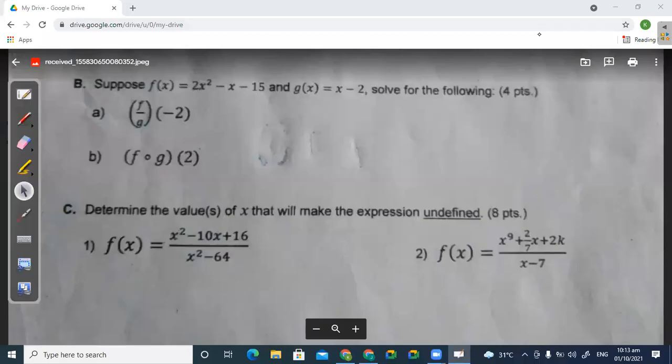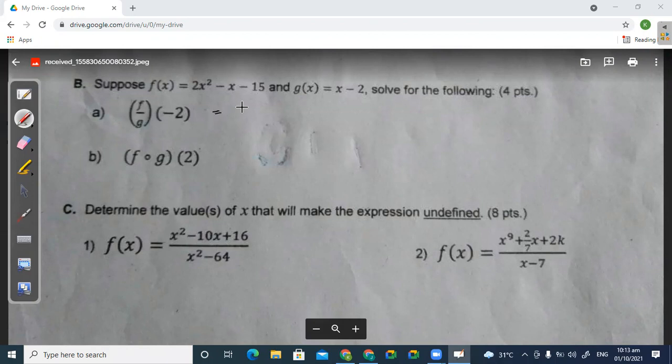Okay, in this video we are going to talk about evaluating as well as composition of functions. Suppose f of x equals x squared minus x minus 15 and g of x equals x minus 2. Solve for the following. So f over g of negative 2.